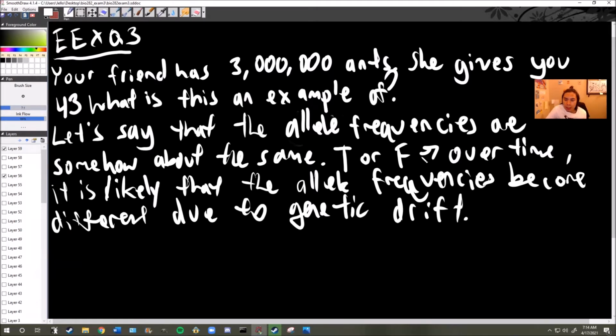Over time, it is likely that the allele frequencies become different due to genetic drift. This is true. Our population of 43 is very small and very susceptible to genetic drift, so the allele frequencies can randomly change. Something can randomly not breed, or die, or breed too much. For whatever reason, the allele frequencies will change, and they will almost certainly be different from the 3 million ants.